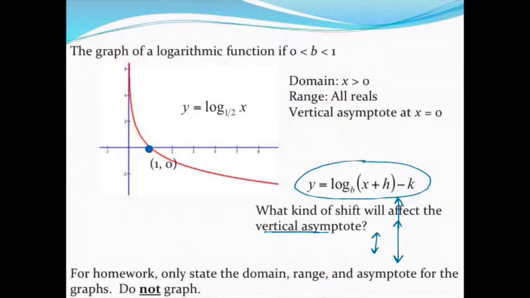And so the specific kind of shift that I want to see is a horizontal shift. If we have an h value, that's going to change the location of our vertical asymptote. And notice, I'm going to recognize it's a horizontal shift because it's in parentheses. If you don't see parentheses, you don't have a horizontal shift, and that vertical asymptote will not have changed.